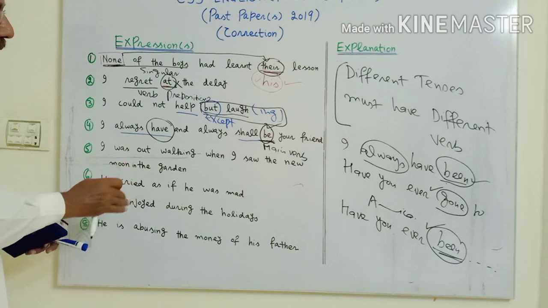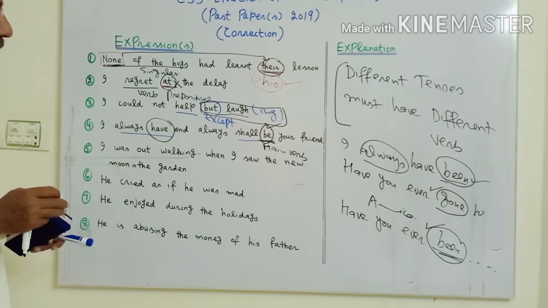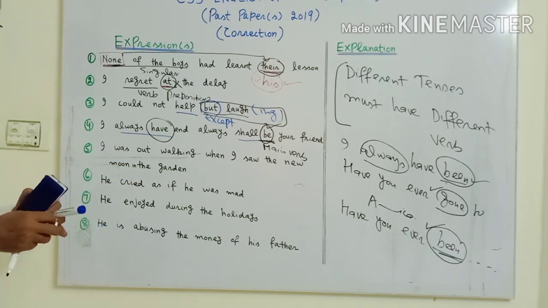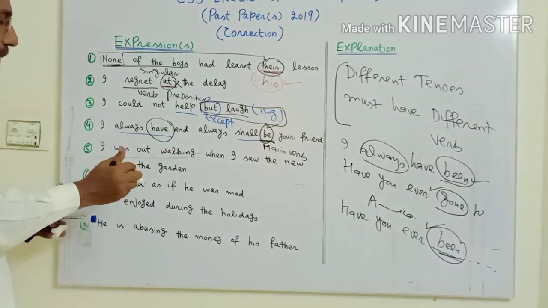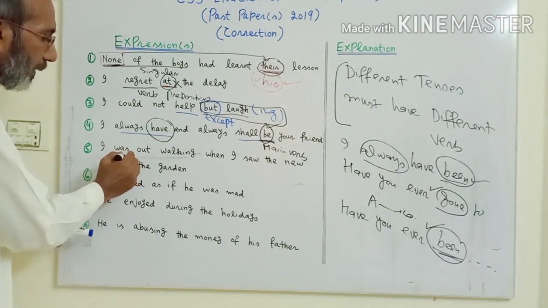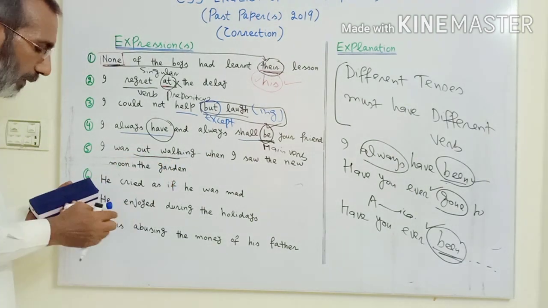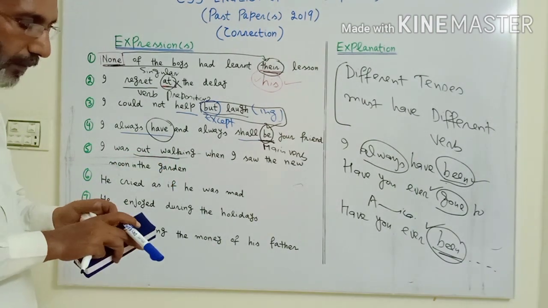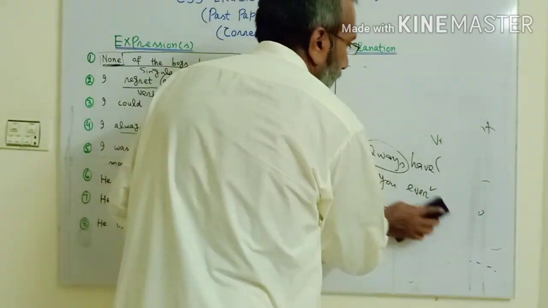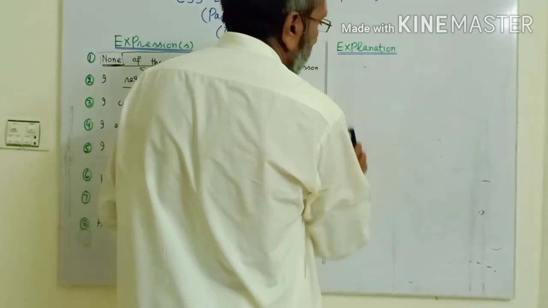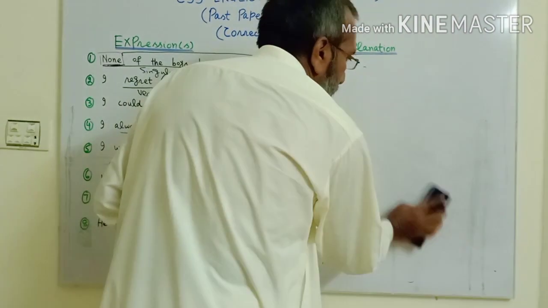I was out walking when I saw the new moon in the garden. I was out walking. In this expression, the problem is that of what? The problem is that of sequence. Let me rub it out. And then yes, so try to delve into things.